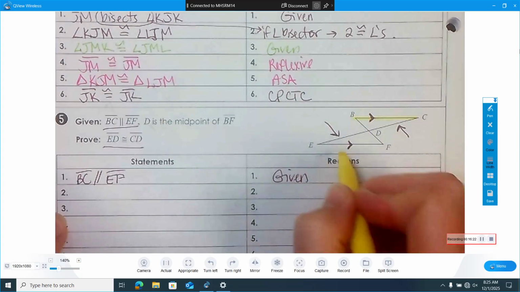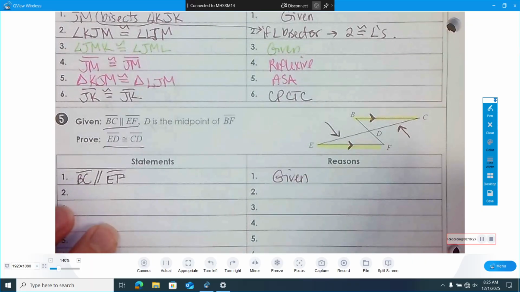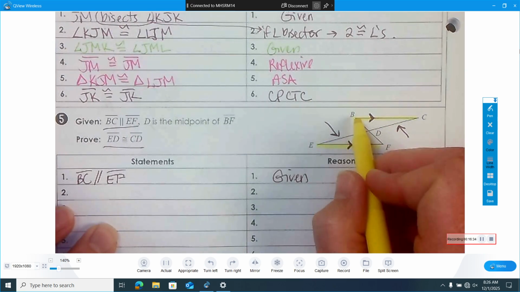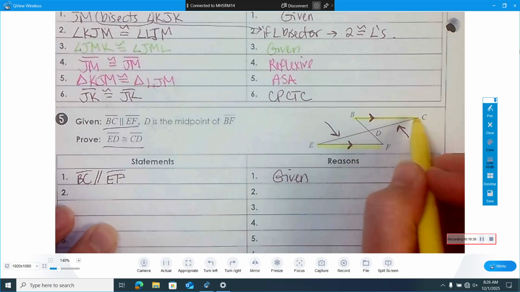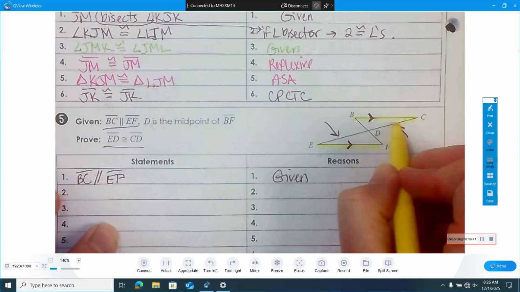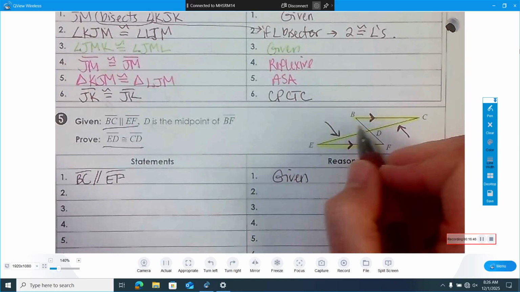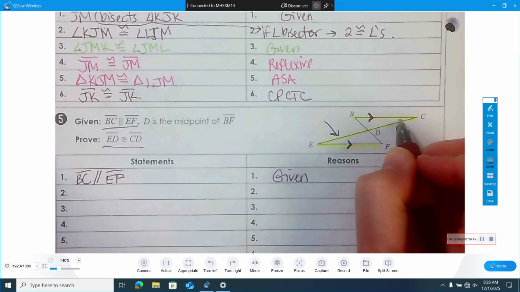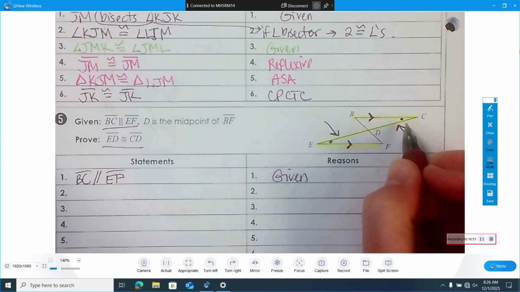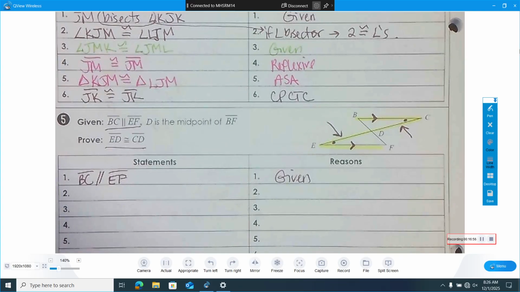BCE. So we have parallel lines, which means we got the Z shape. Yes, we do. There's definitely a Z shape here. All right. So I have this Z shape, which means I have this angle here at angle C and angle E that are alternate interior angles.